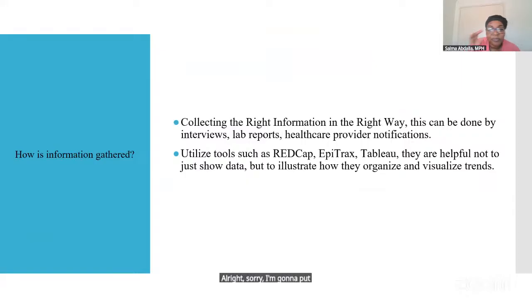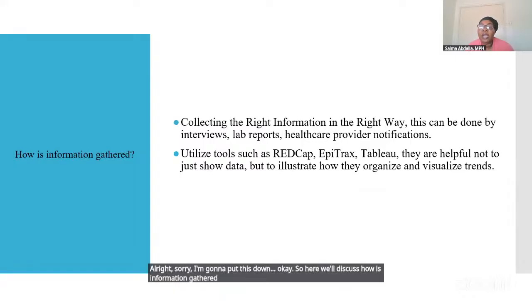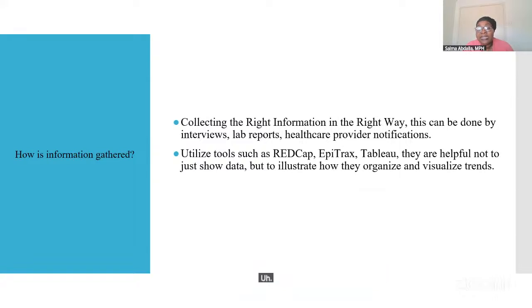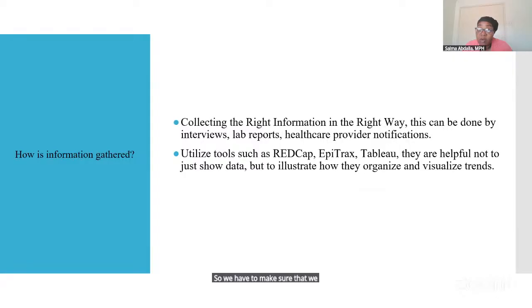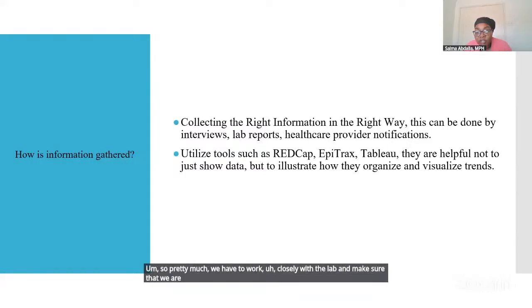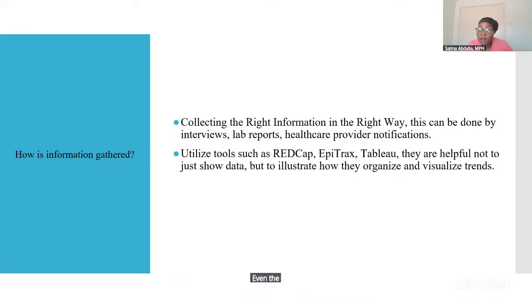Down. Okay. So here we'll discuss how information is gathered. It's important to count the positive cases and watch for false positives. Sometimes positive cases that didn't wait the proper time period will retest and show as positive. So we have to make sure that we are collecting the right information in the right way. We have to work closely with the lab and make sure that we are giving them the proper, correct information: the positive cases, and even the full name and date of birth, all have to match.